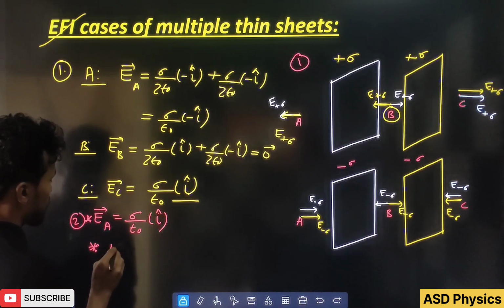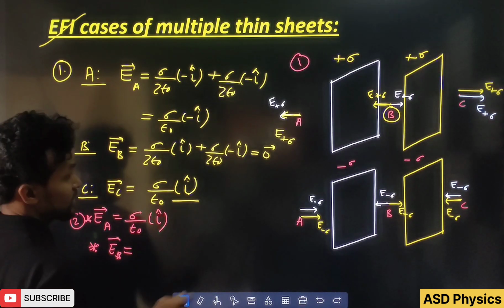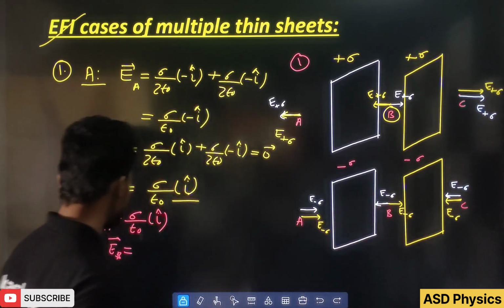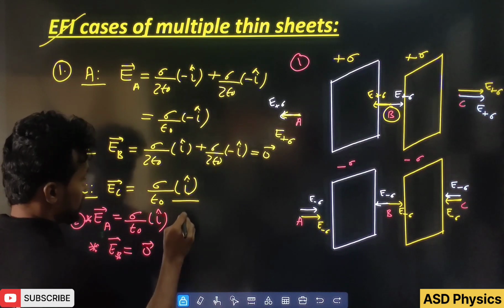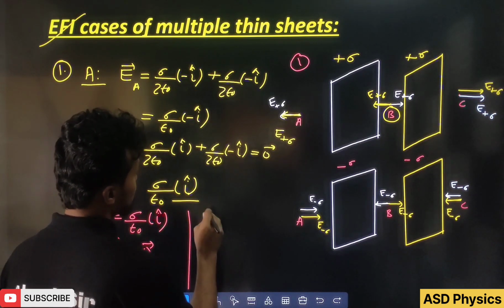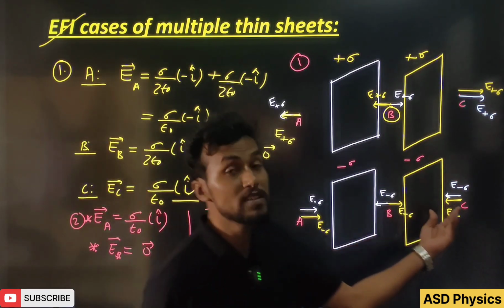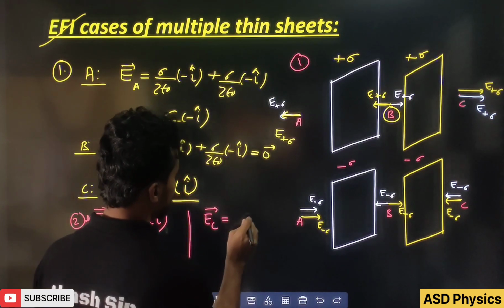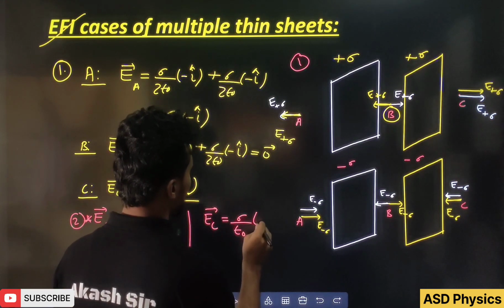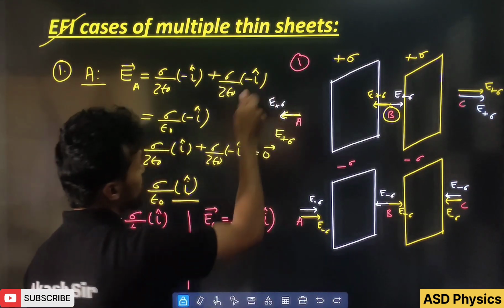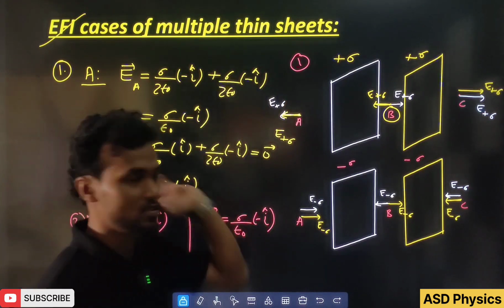Now at point B, how much? See, both the electric fields are in which direction? Opposite direction. It will cancel out here, 0. Okay. And at point C, how much here? Again, both the electric fields are in which direction? Same direction. So again, both will add up here. So sigma by epsilon naught, and here minus i cap. You have to just take the reference from the first situation. Okay. Very easy.